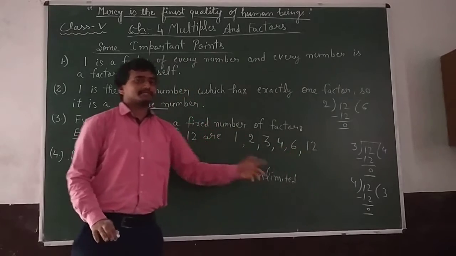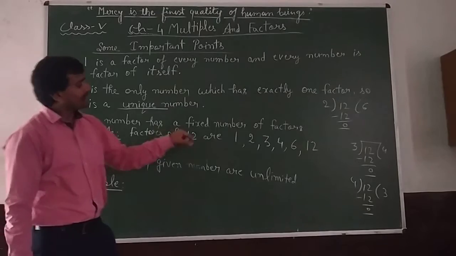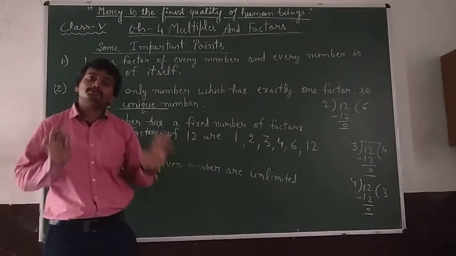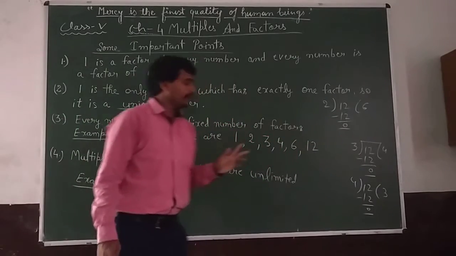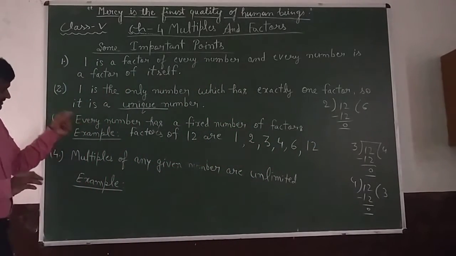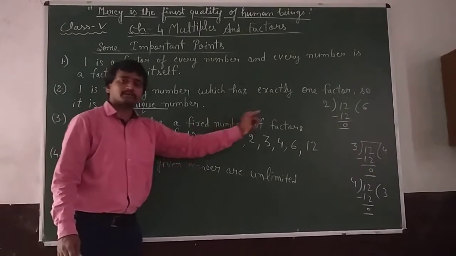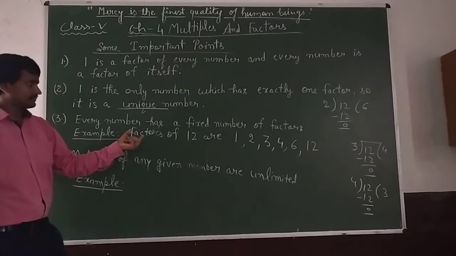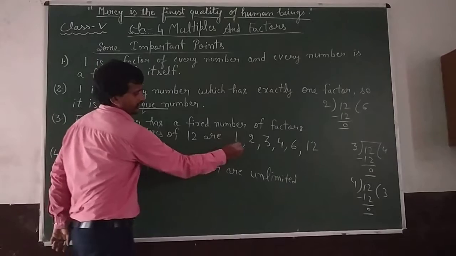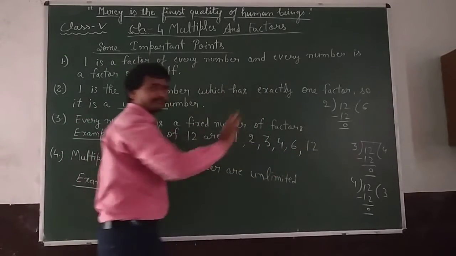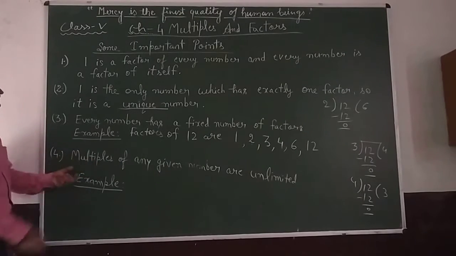Finish. After this, there will be no more factors because the number itself is the last factor. No factor should come after this. So this point says that every number has a fixed number of factors. Yes, we can see 12 has how many factors? 1, 2, 3, 4, 6. 6 factors, a fixed number. Now, what about the case of multiples?